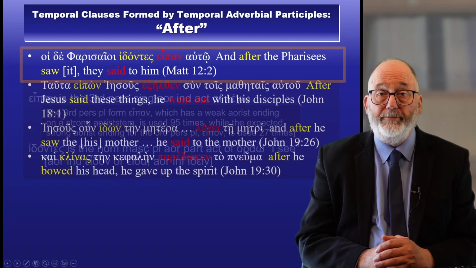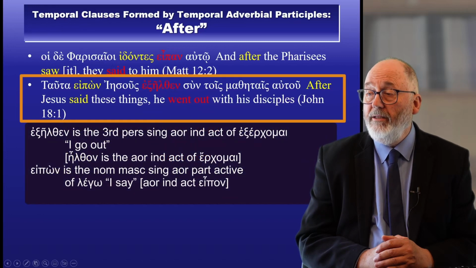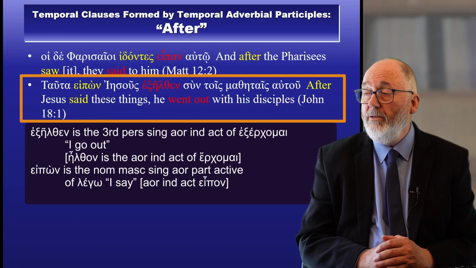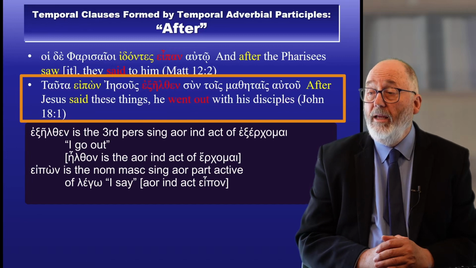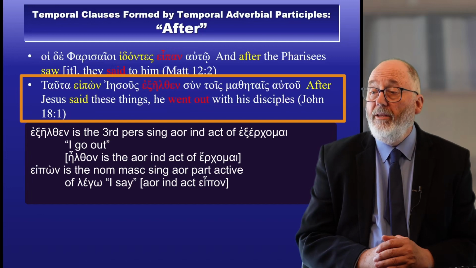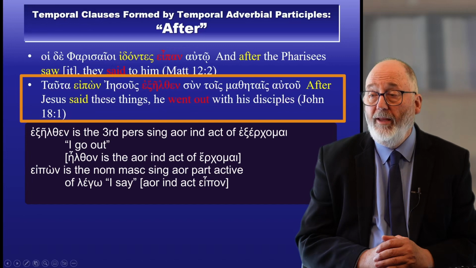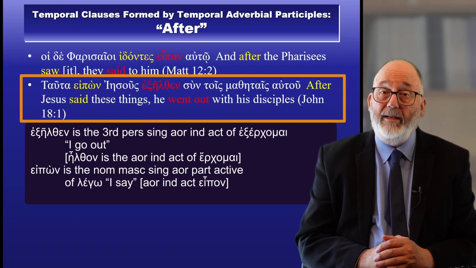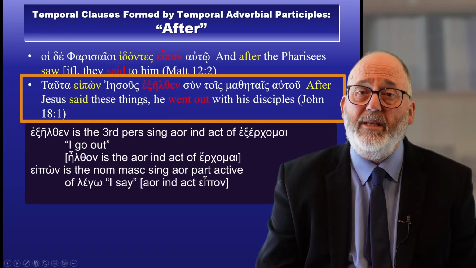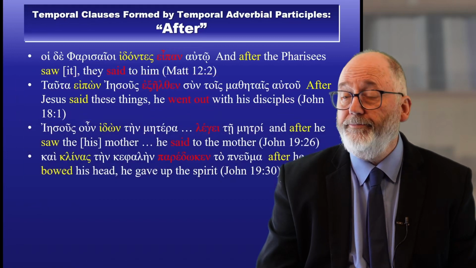Torta ipon Jesus ex aelthen sun tois mathetais or tu. The main verb is ex aelthen. Again, it's in the aorist tense. The participle is also in the aorist tense, ipon. The action took place in the past. The action of the participle took place even earlier. And again, you'll see that the word after is the most appropriate translation of this temporal adverbial participle.